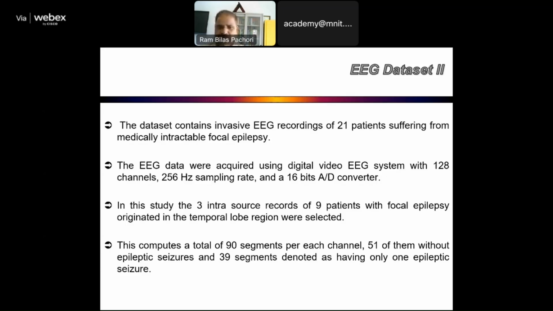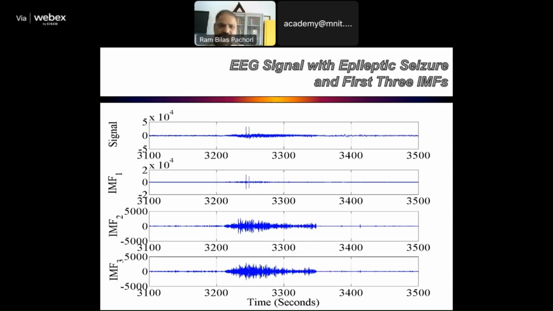So now we will see some results. This is the EEG signal, which has an episode in the middle. And if you decompose it using the EMD method, you see the first 3 IMFs. When you decompose, the activity is boosted in different IMFs at different scales. You can see them in a better way.